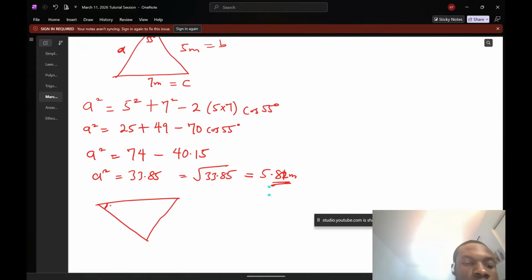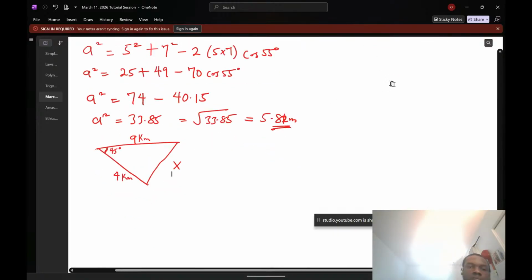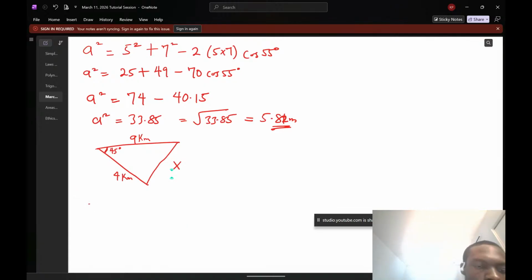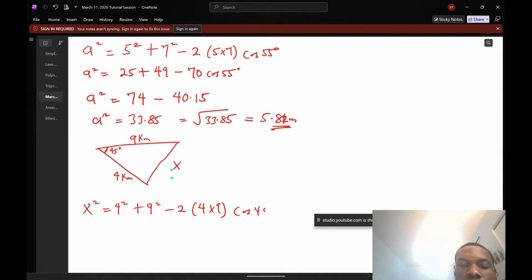Let's assume this angle is 45 degrees. This is 9 kilometers. This is 4 kilometers. And this is X. So in this case, X squared is equal to 4 squared plus 9 squared minus 2 times 4 times 9 cos 45 degrees.